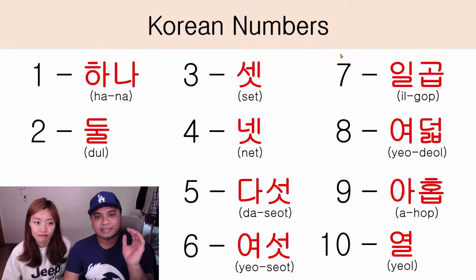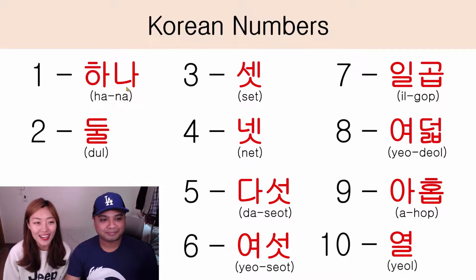Now, on the screen, you can see the numbers from 1 to 10. 하나, 둘, 셋, 넷, 다섯, 여섯, 일곱, 여덟, 아홉, 열.